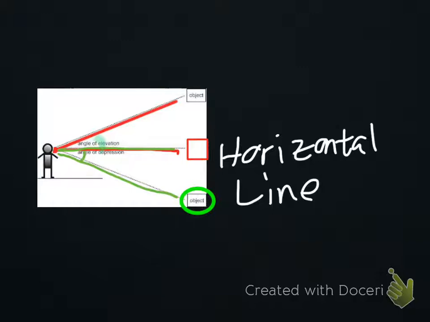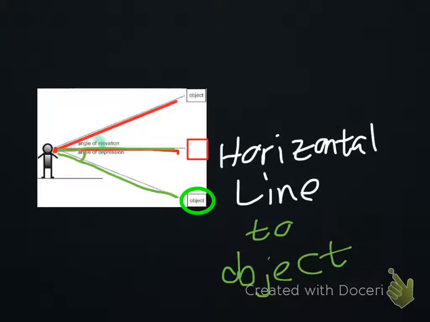So it's the angle from the horizontal to the object that you're viewing. So it's from the horizontal to the object. If it helps to write that down, horizontal line to the object.